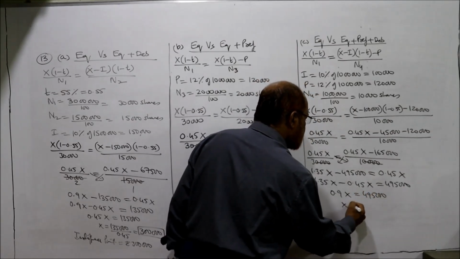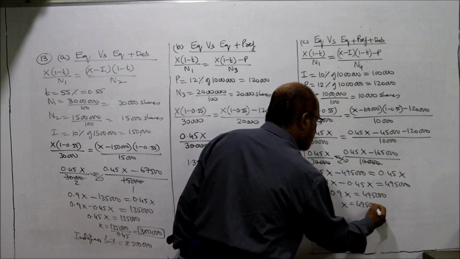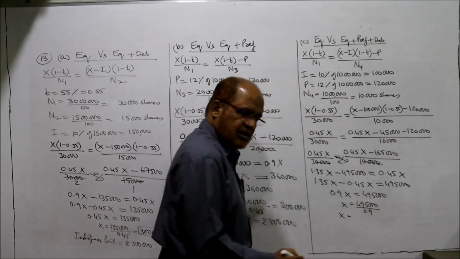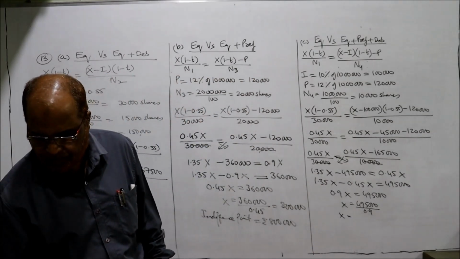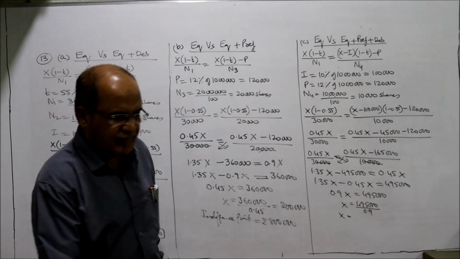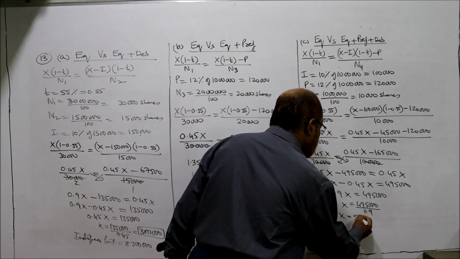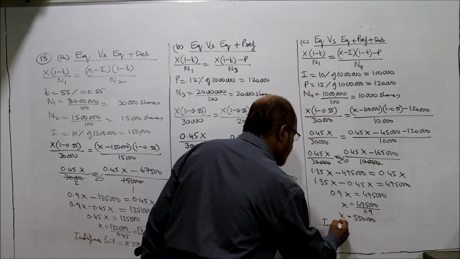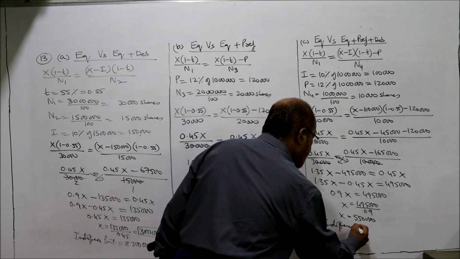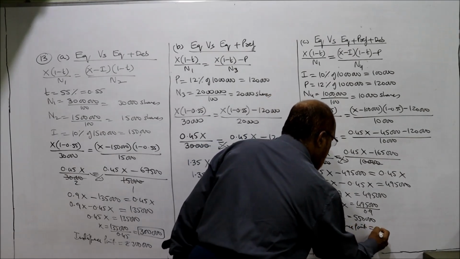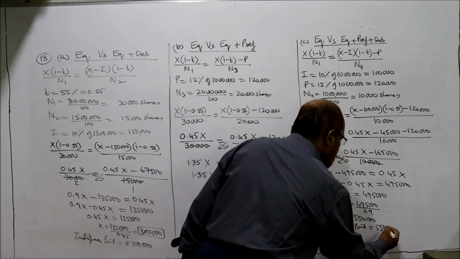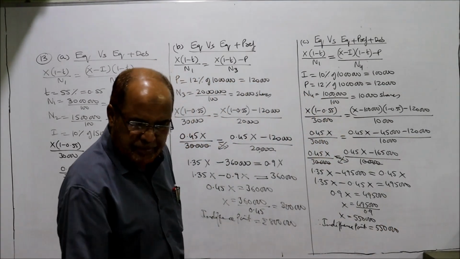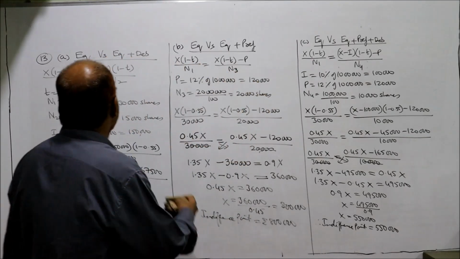0.9x is equal to 4,95,000. X is equal to 4,95,000 divided by 0.9. How much is the X value? It is 5,50,000. Therefore, the indifference point is equal to 5,50,000. That's it. 3 bits we have completed: A, B and C.